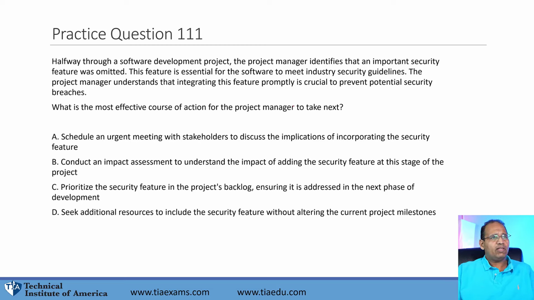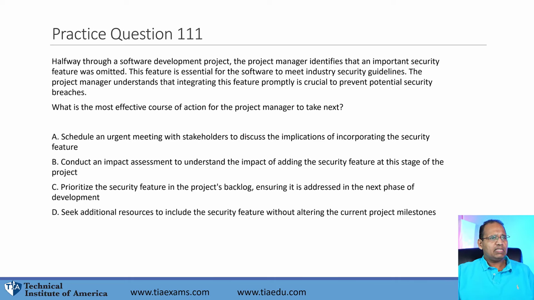Halfway through a software development project, the project manager identifies that an important security feature was omitted. This feature is essential for the software to meet industry security guidelines. The project manager understands that integrating this feature promptly is critical to prevent potential security breaches. What is the most effective course of action the project manager should take next?